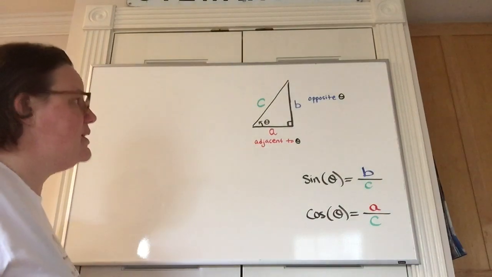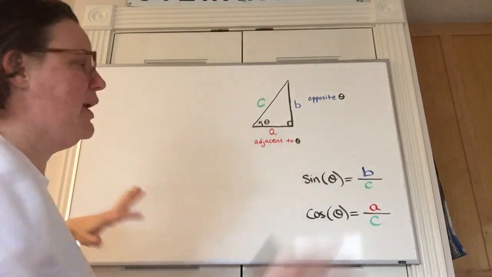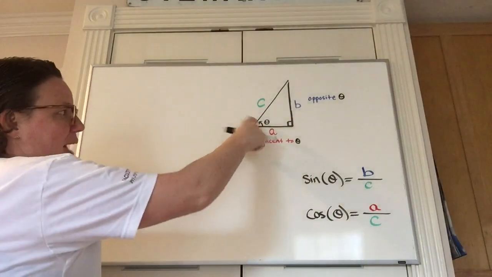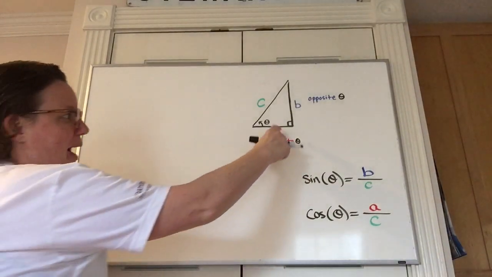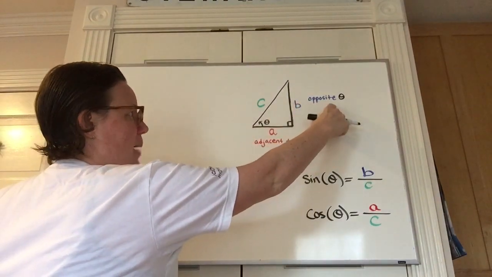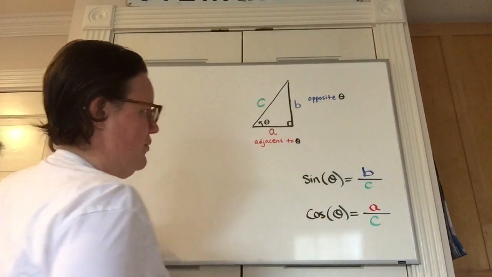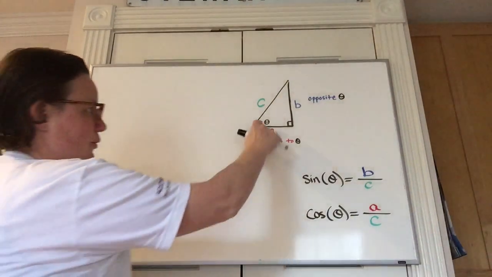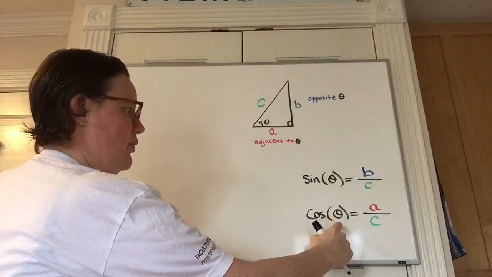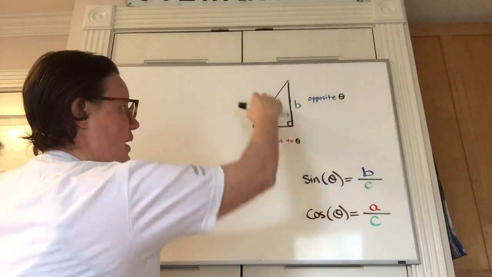So what I did is I drew just a standard right triangle, and I just randomly labeled the sides as A, B, and C. And I labeled an angle as theta. And so I've labeled side A as being adjacent to theta, leg B is opposite to theta, and then C is the hypotenuse of this triangle. So that means that for angle theta, the sine is side B over C, and the cosine is side A over C.